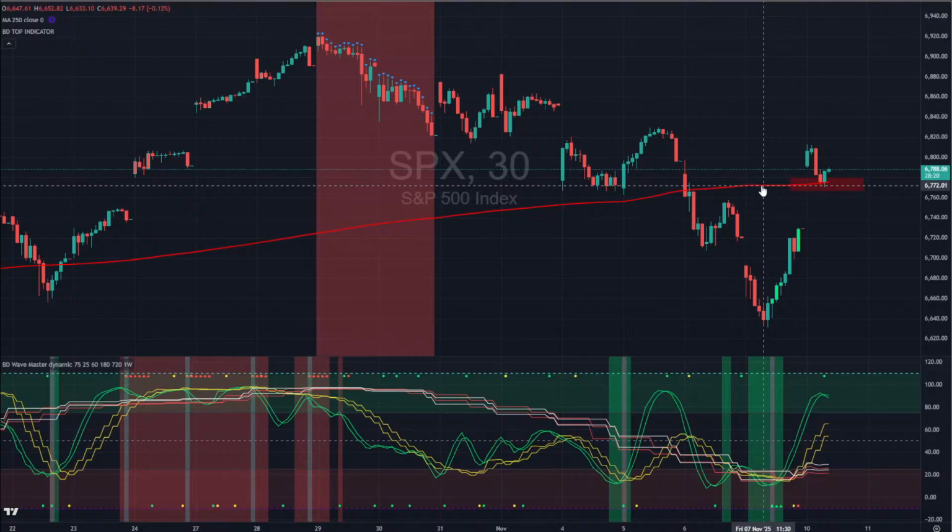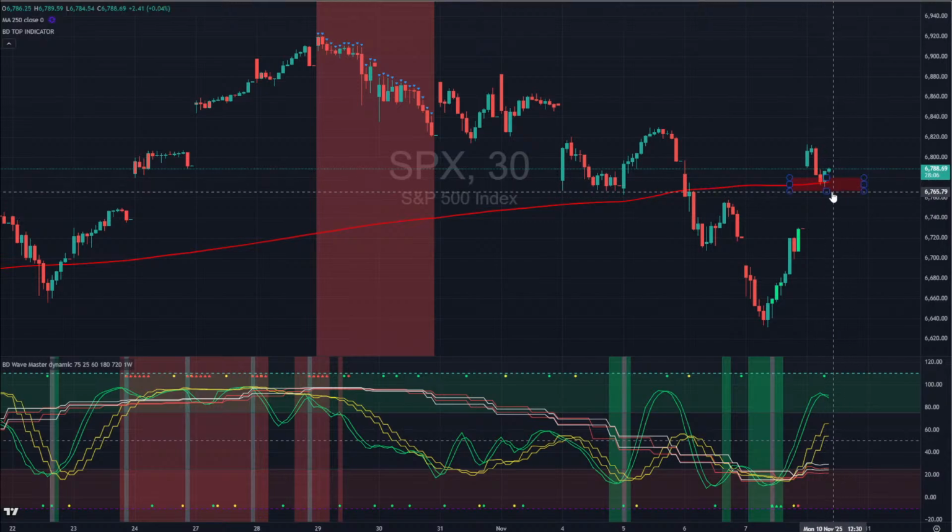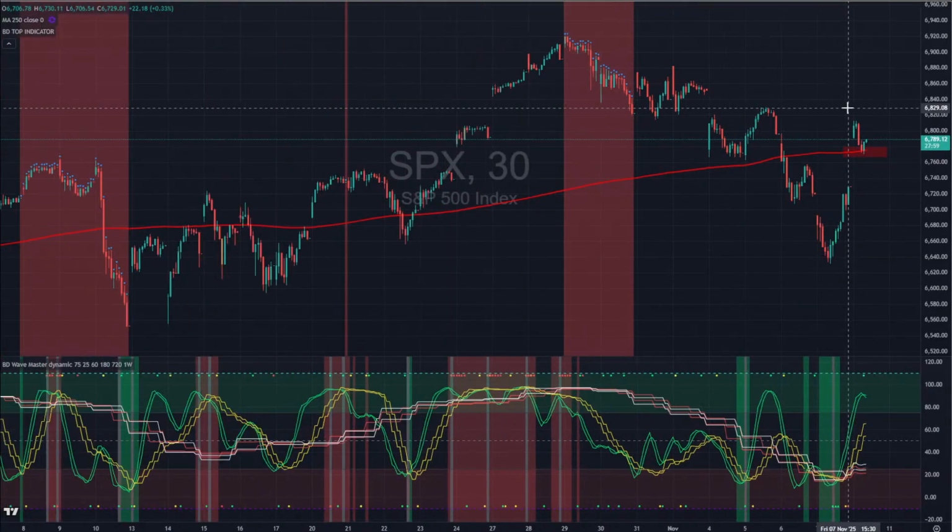it. Today would have been the perfect time to take a short position, but we are above this 30-minute 250 period moving average. We need to kind of stay below that. If we can close below this, I think this is a good opportunity to take a longer term short position.